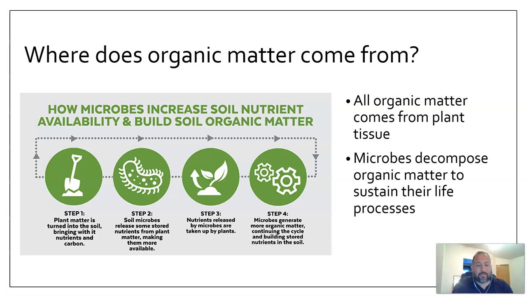So in this little graphic that I've put in here, step one, the plant matter is turned into soil. And so then we have nutrients and carbon. Then you have soil microbes releasing stored nutrients from the plant matter and making the nutrients available. Then the nutrients are released by the microbes and taken up by the plants, and then the microbes will generate more organic matter and continue the cycle of building and storing nutrients in the soil. And so that's how this cycle just keeps going, of microbes eating and creating soil organic matter.